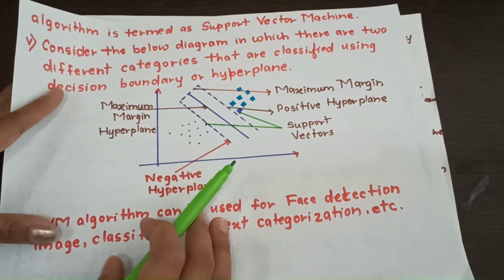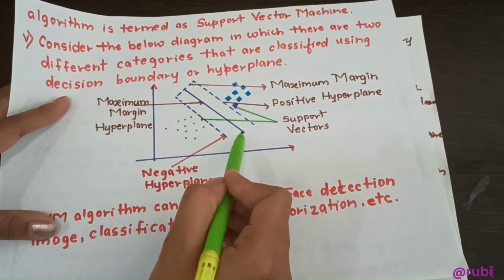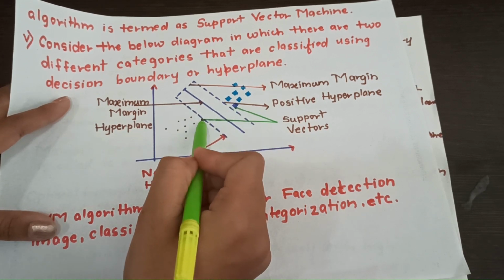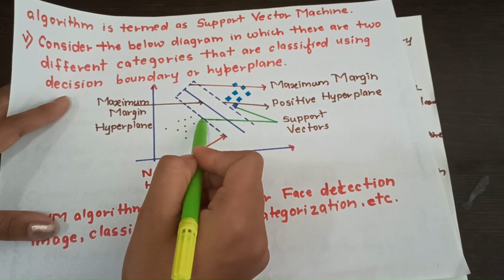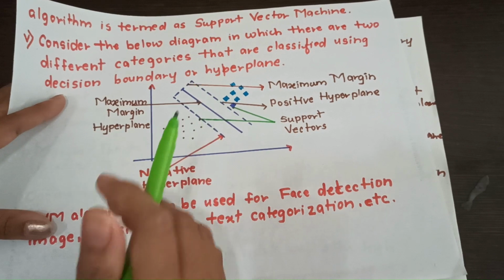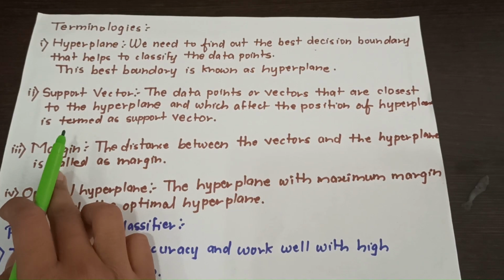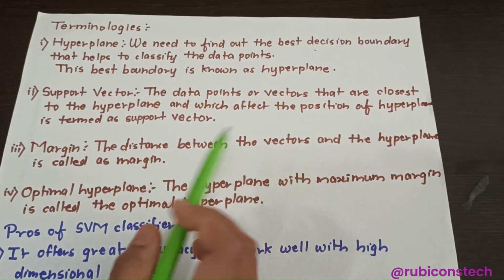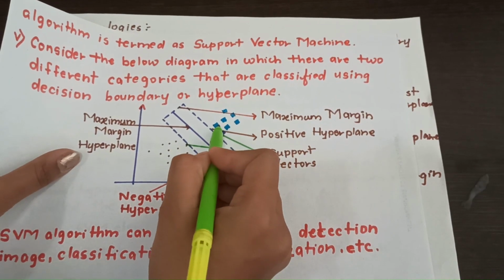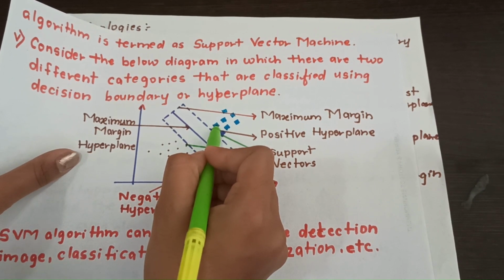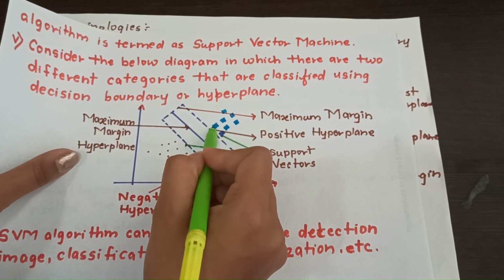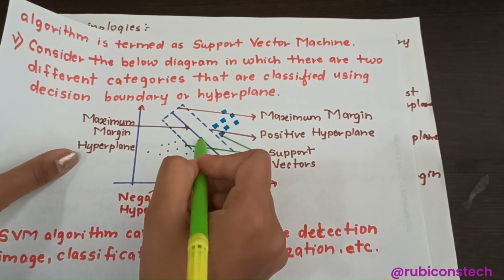In this diagram you can see this is the hyperplane that segregates the n-dimensional space into the categories, and the points from the categories that are near or closest to the hyperplane are termed the support vectors. So what is margin? The distance between the support vectors and the hyperplane is called the margin. Here you can see these are the support vectors and this is the hyperplane. The distance between the support vectors and the hyperplane is your margin.